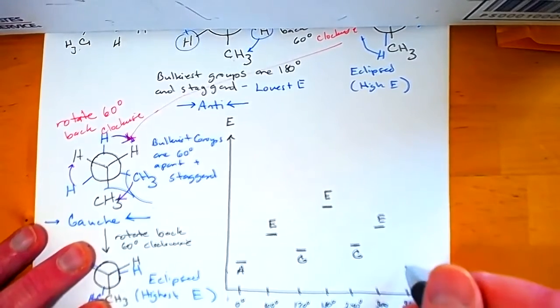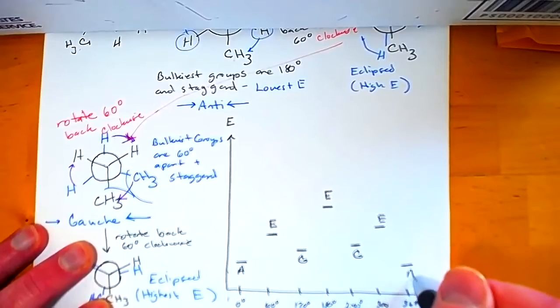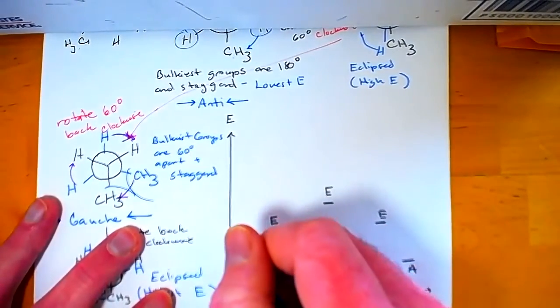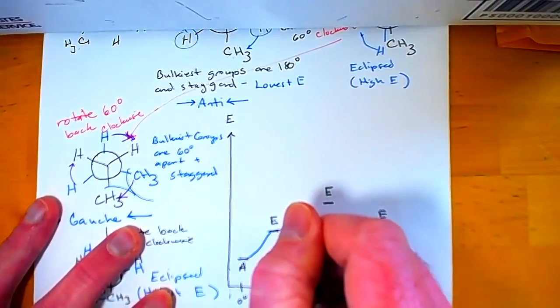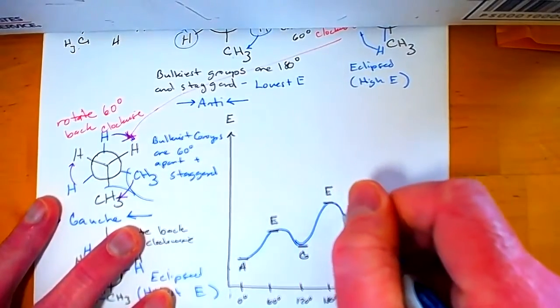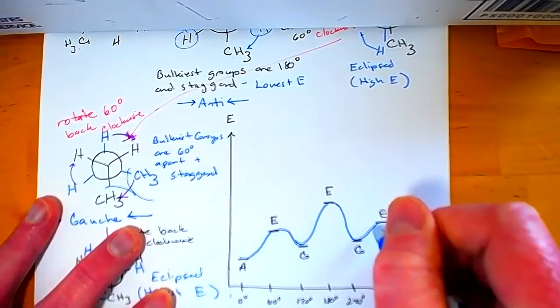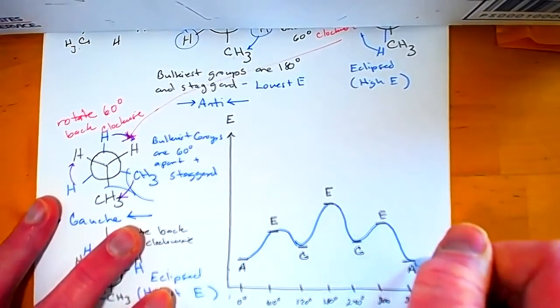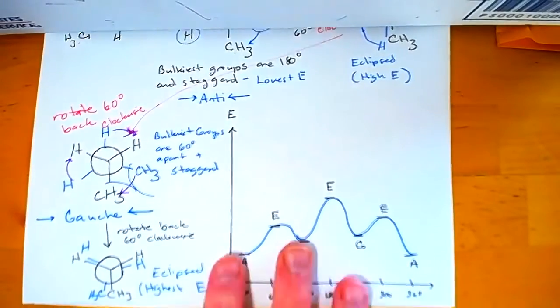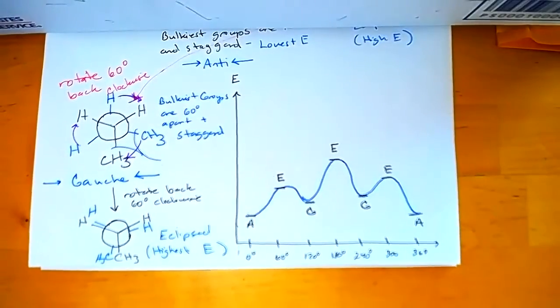And then if you keep rotating all the way to a full 360, you should go back to the original anti. Okay? Now filling that in, that's going to give you an energy diagram. That's going to look something like that. Okay? So you can see there are some differences in these diagrams, of course, depending on what substituents you have present.